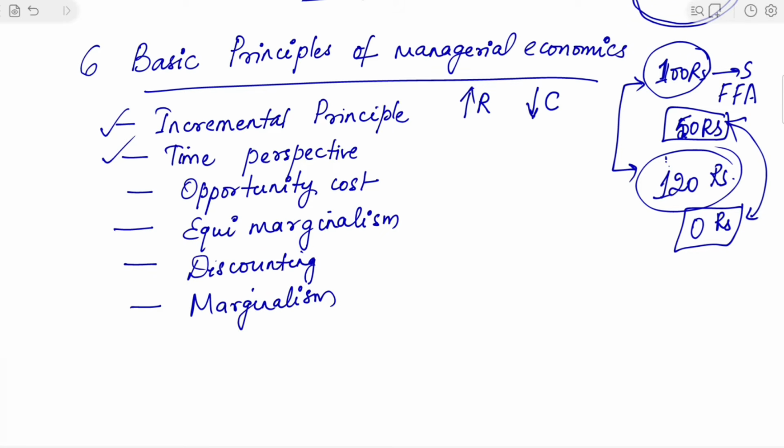So we should be aware of the opportunity costs involved with all the other alternatives, and we should choose the best alternative so as to minimize the opportunity cost as much as possible, is what this opportunity cost principle says. Then is the equimarginal principle. Again, it is kind of linked to your incremental principle.